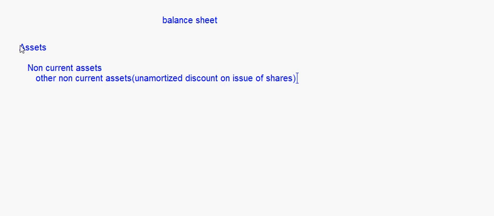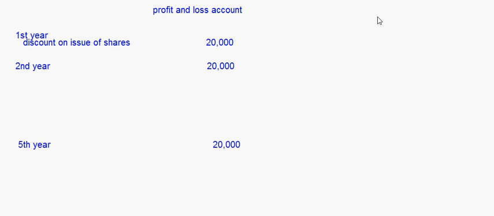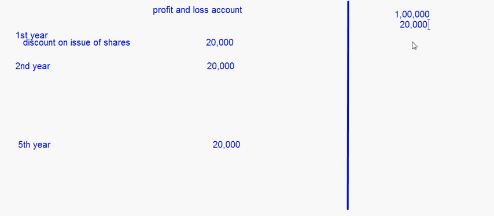See, in the assets, you have non-current assets, right? In non-current assets, we have other non-current assets, right? In this, this will be unamortized discount on issue of shares. Now, this is the balance sheet at the end of the first year, right? You have to understand that at the end of the first year, you have 1 lakh rupees here, right? That was the initial amount. Out of this 1 lakh, 20,000 has been written off. Now, what is the balance amount? The balance amount is 80,000, right?